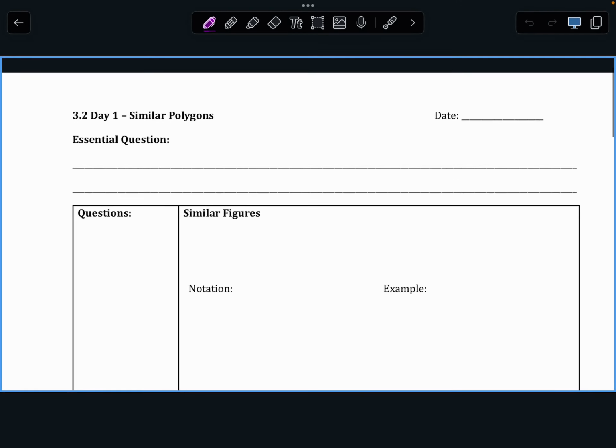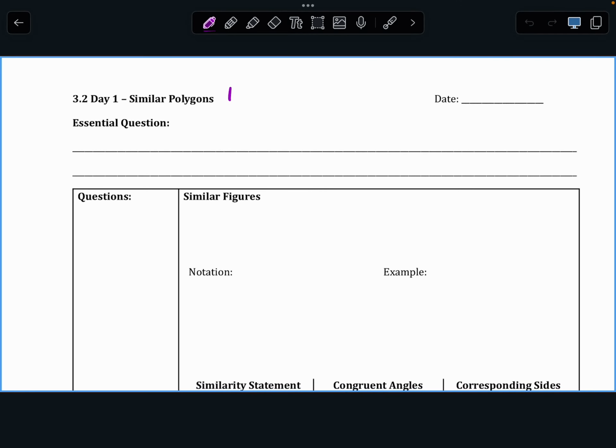This is going to be a little similar to some of the things that we've talked about. So I call it similar figures, similar polygons. Figure just means shapes, right? Polygon means many sides. So they're just lots of shapes.